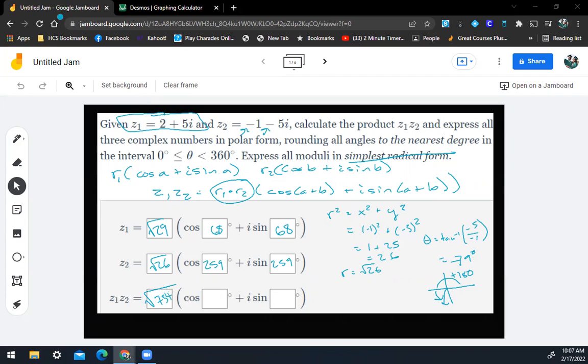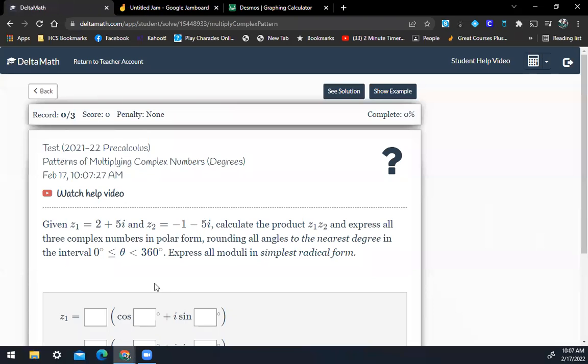And then for the angles, we just add them together, right? We got A plus B. So we got 68 plus 59, 327, I think. If I'm doing my math right. Yeah, 327. So let's check 68 plus 259. Yeah, so you multiply the moduli, add the arguments.